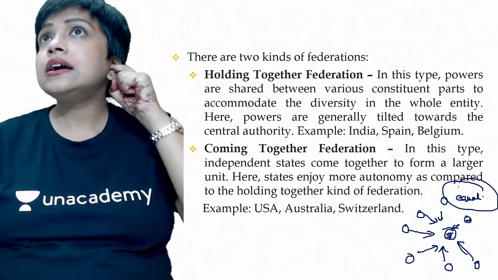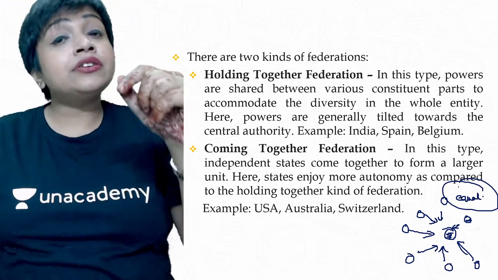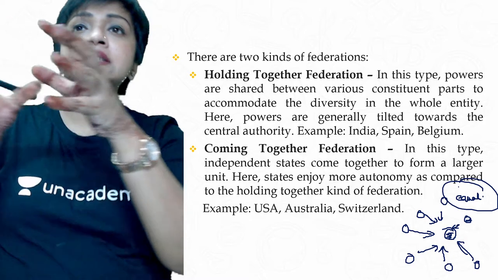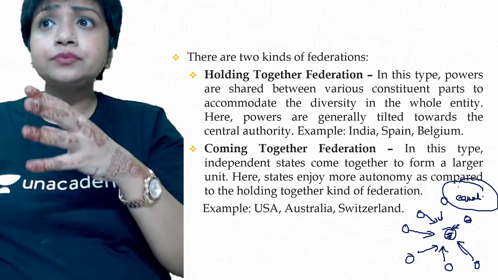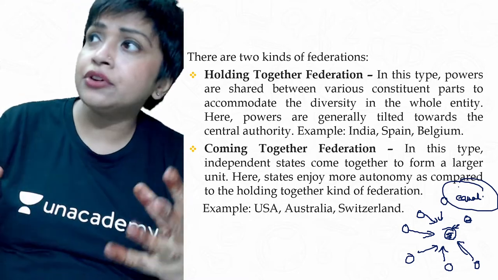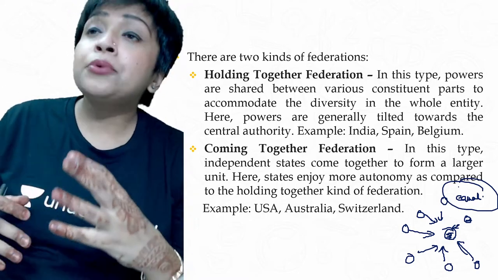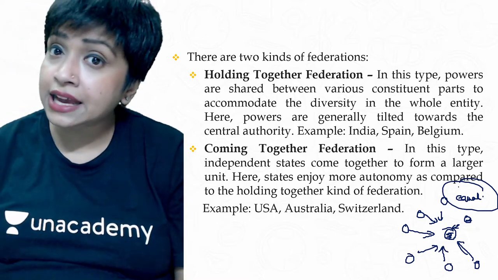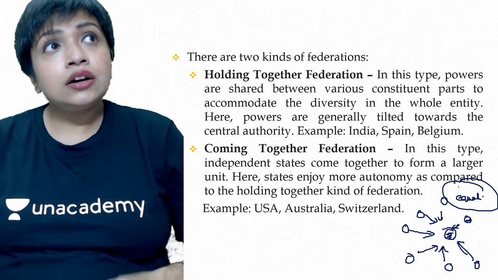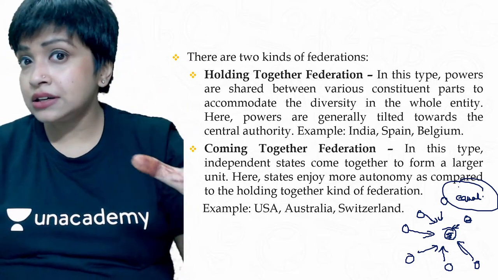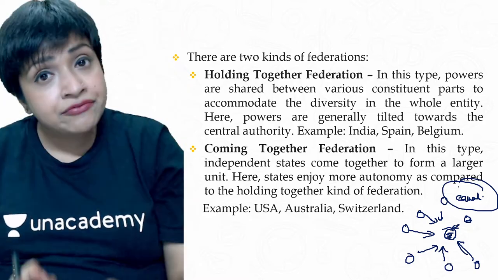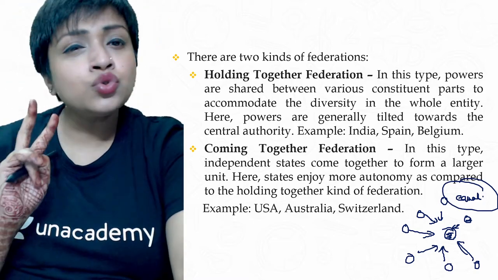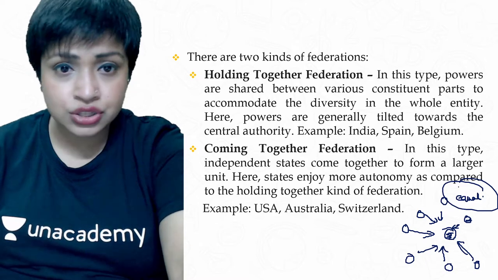When you see the type of federation that is practiced in the USA, it is the coming together federation. Why? Because the provinces felt that instead of living separately, if we come together and combine into one nation, we can rise as a more powerful nation. So that is the reason they have come together. It is nothing like they needed to accommodate diversity. They made the decision, and following that decision they have come together. Now there is a huge difference between these two forms of federations that you need to understand.